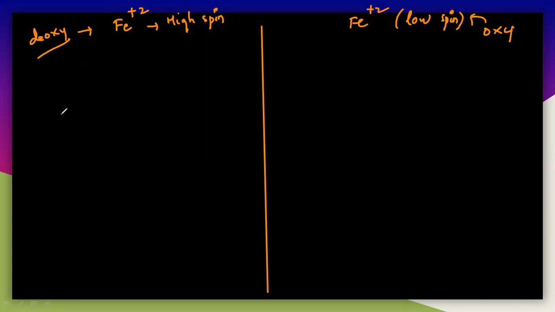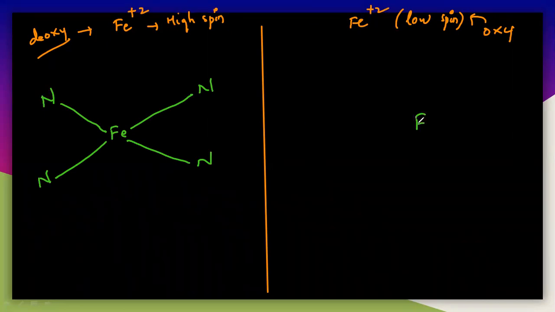So see what happens. The exact structure of iron: this is iron, and these are nitrogens, nitrogen, nitrogen, nitrogen, and nitrogen. You can write the same for oxyhemoglobin: iron with nitrogen, nitrogen, nitrogen, nitrogen. Deoxy means without oxygen. Generally, before the binding of oxygen, the hemoglobin is 6 coordinated.